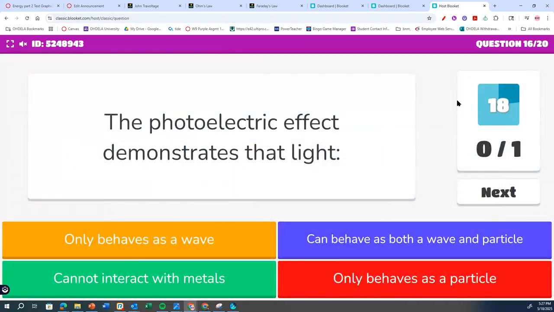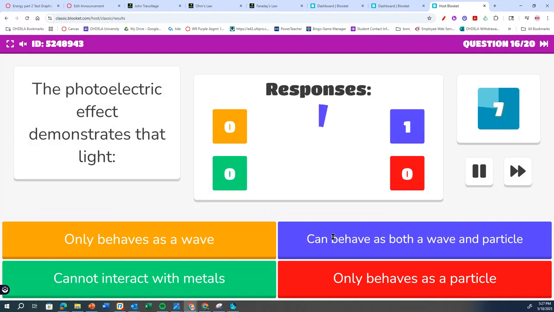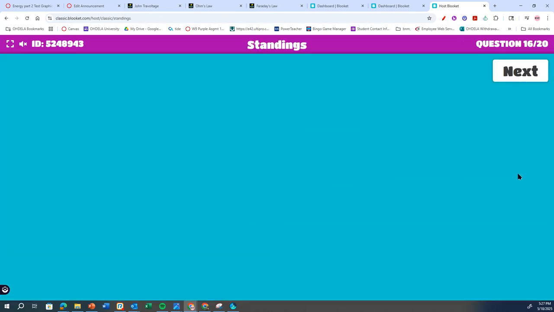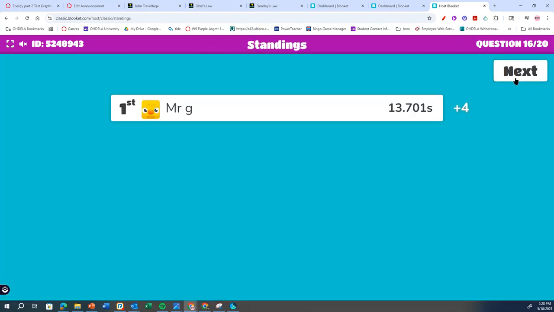The photoelectric effect demonstrates that light acts as both a wave and a particle. That's the dual nature of light. It can act as a particle, it can act as a wave. It has interference patterns just like sound and water waves.